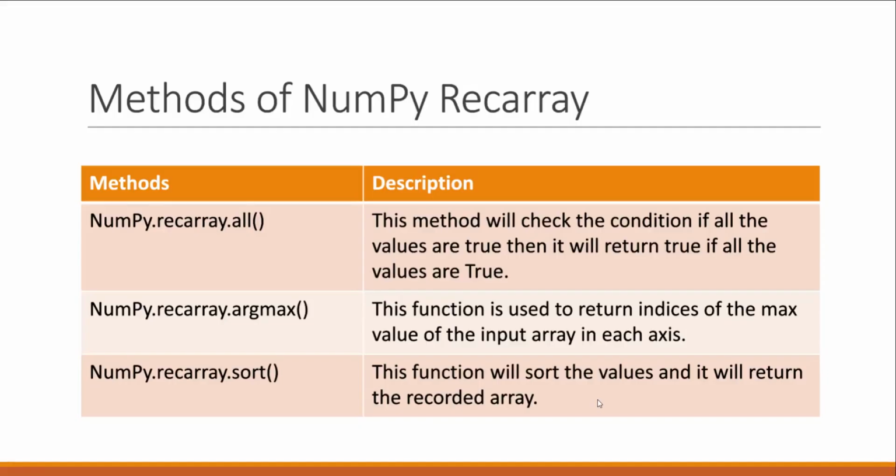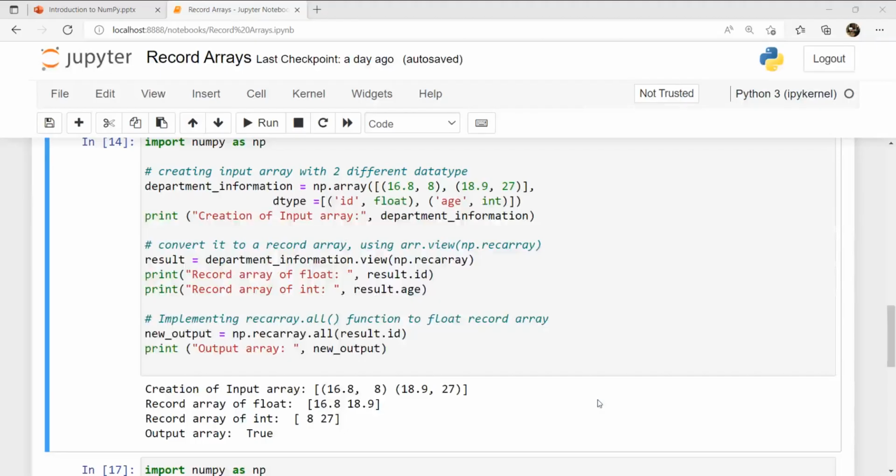Now we will understand some methods of NumPy record array. So basically there are various methods to work on record arrays. So let us briefly understand about these methods. First we will discuss the numpy.recordarray.all function. For this we are going to take an example and check what exactly it is. So basically this method will check the condition. If all the values are true, then it will return true.